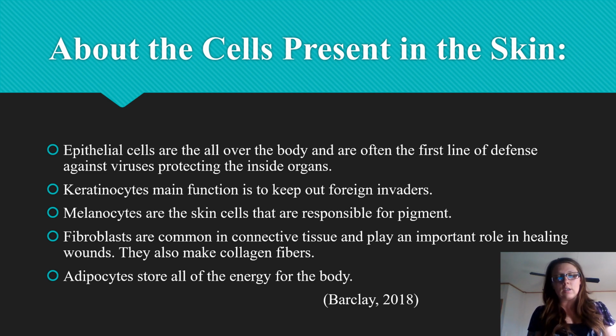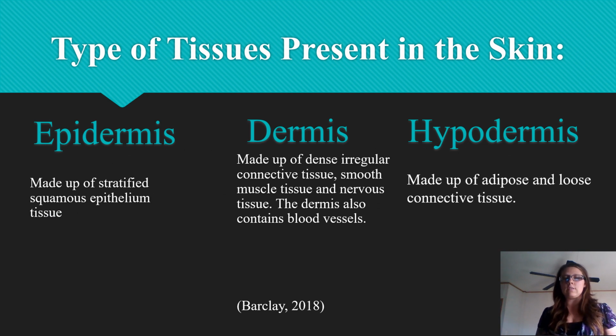Fibroblasts are common in connective tissue and play an important role in healing wounds. They also make the collagen fibers. Adipocytes store all of the energy, such as lipids and triglycerides, for the body. The dermis consists of dense, irregular connective tissue, smooth muscle tissue, and nervous tissue. The epidermis consists of keratinized, stratified squamous epithelial cells, and the hypodermis is made up of adipose and loose connective tissue.